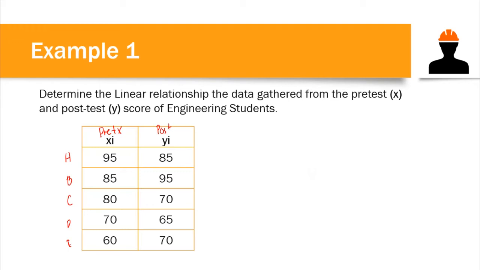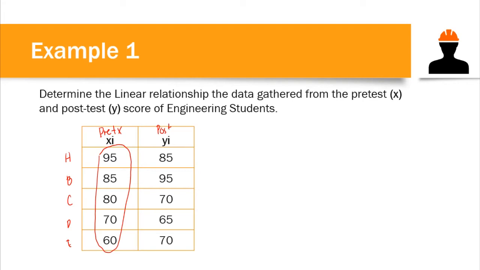Person A during the pretest got a 95% score, but during the post-test got an 85% score. So we will be trying to know here if, given their grade on the pretest, we can actually predict their post-test grade. That's what we are trying to prove here, or we will be developing an equation that can be used for prediction, or that can be used to forecast the value of their post-test grade.